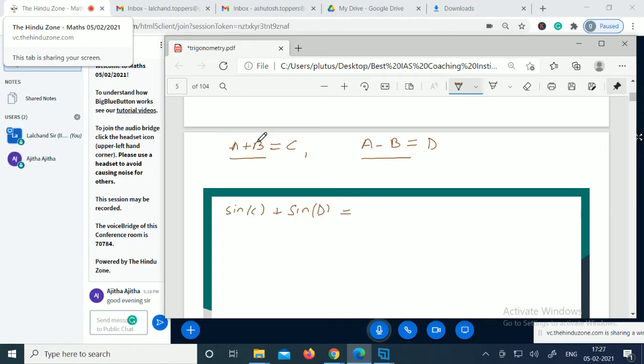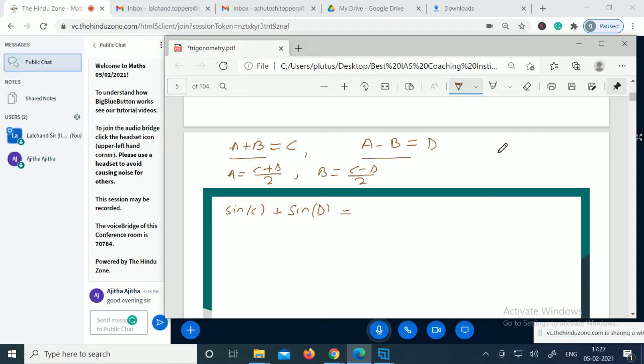Now if I find the value of A from these two equations, what will be the value of A? C plus D by 2, by adding these two equations. If I subtract these two equations, the value of B is C minus D by 2. Are you getting the values of A and B?